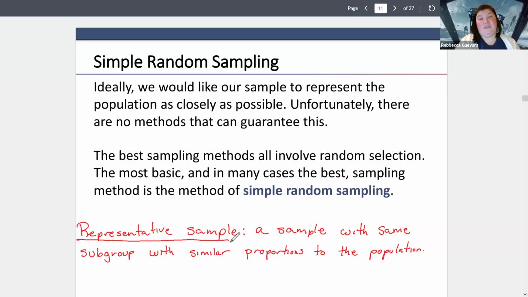Best sampling methods often involve a random selection. So that means that anybody who is in the population should be able to, at random, just be pulled out of there. That means everybody has the same chance of being in your sample. The most basic, and in most cases the best sampling method, is what we call simple random sampling. The idea of simple random sampling isn't too difficult.